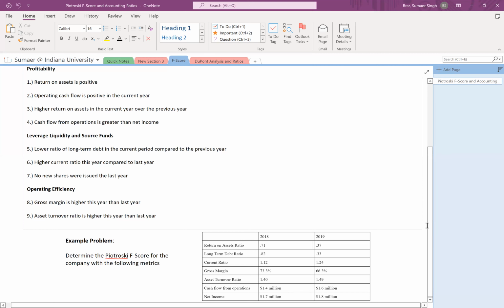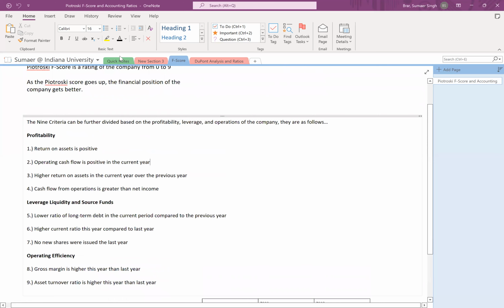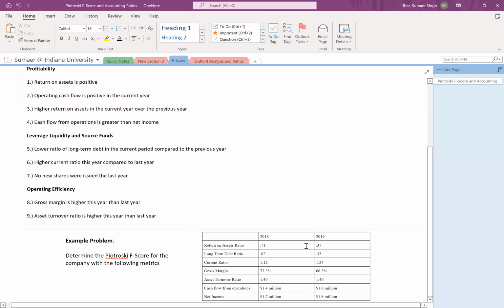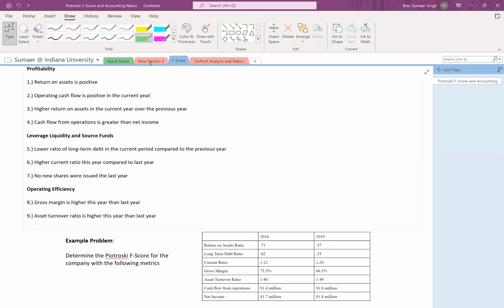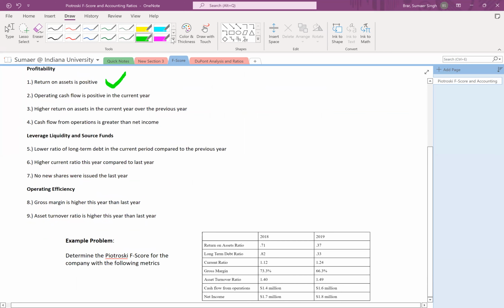So we will solve an example problem to show and explain how the Piotroski F-score works. From this chart right over here, we need to determine the Piotroski F-score. And so we need to go to our first set of criteria, which is profitability. Our first criteria is that return on assets is positive. If we check return on assets on our example company, we see that return on assets is indeed positive, which basically means that this criteria has been fulfilled by our example company.